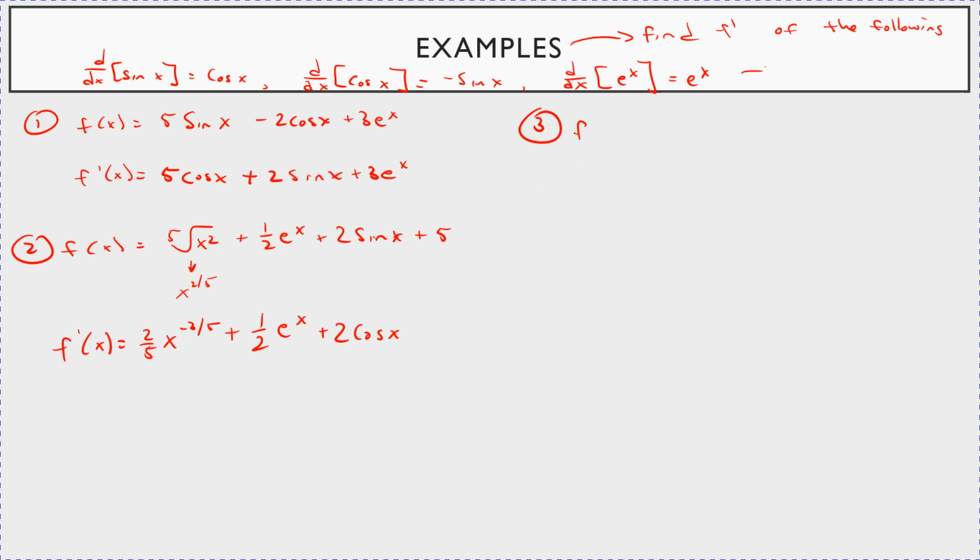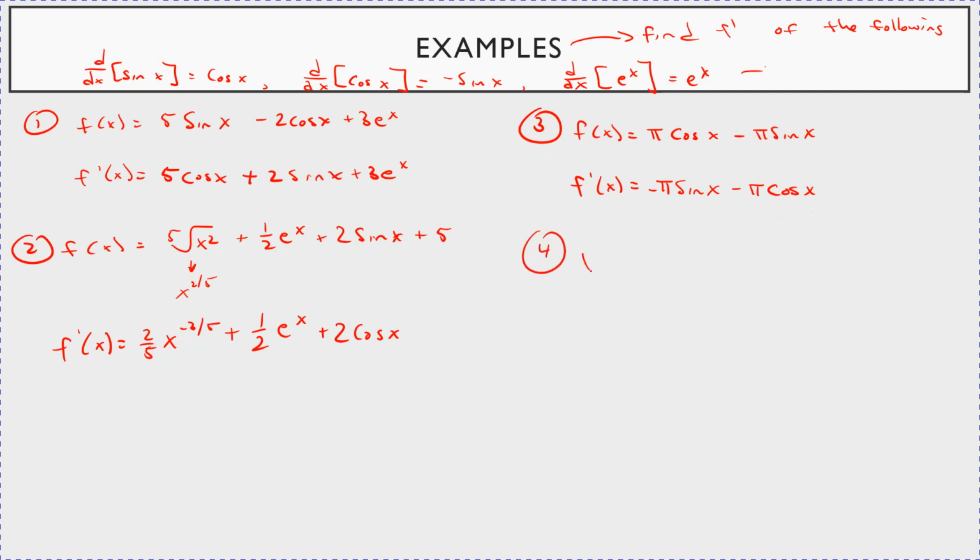Let's look at f of x is equal to pi cosine of x minus pi sine of x. So f prime of x, well, pi is just a constant. What is the derivative of cosine? Boom, it's minus sine. So this is minus pi sine of x minus pi, and then the derivative of sine, boom, cosine. We got it.